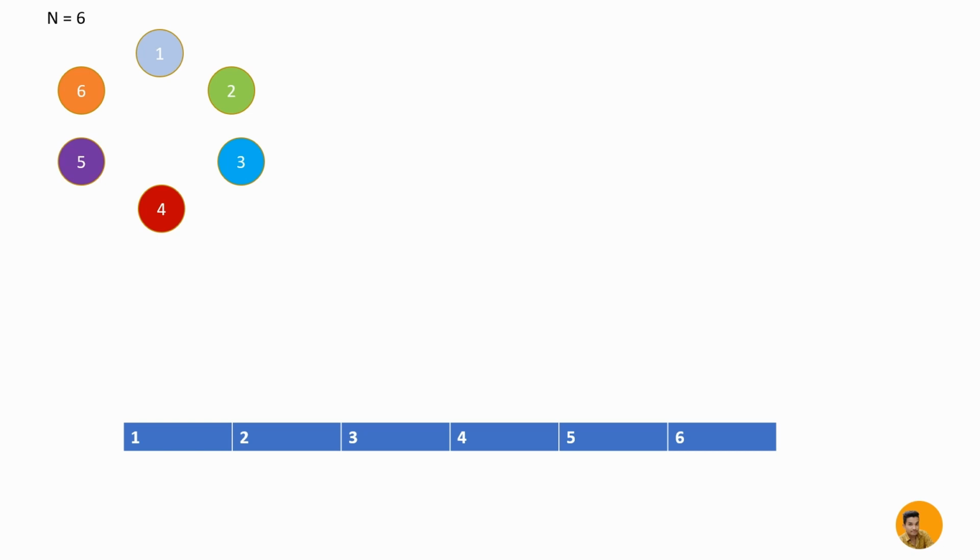Okay, let's see for n equal to 6 children. They are sitting in the circle and I have written this in linear fashion in the array or list form. Let's not try to focus on the data structure right now. Let's try to understand the problem. So n is 6 and this is written in a linear fashion. Let's write the indexes also: 0 1 2 3 4 and 5.